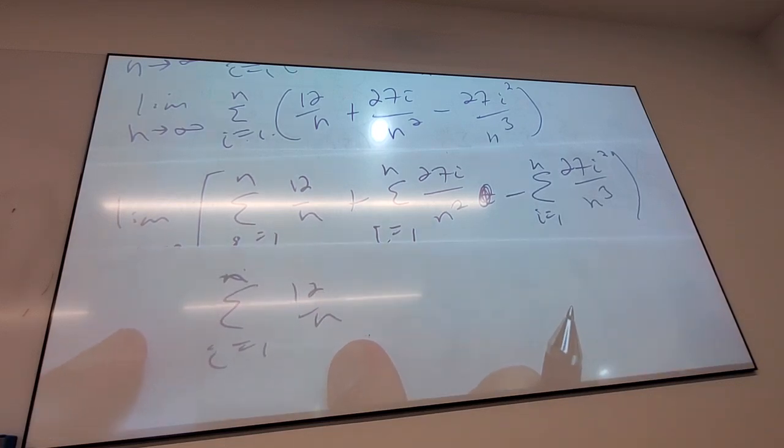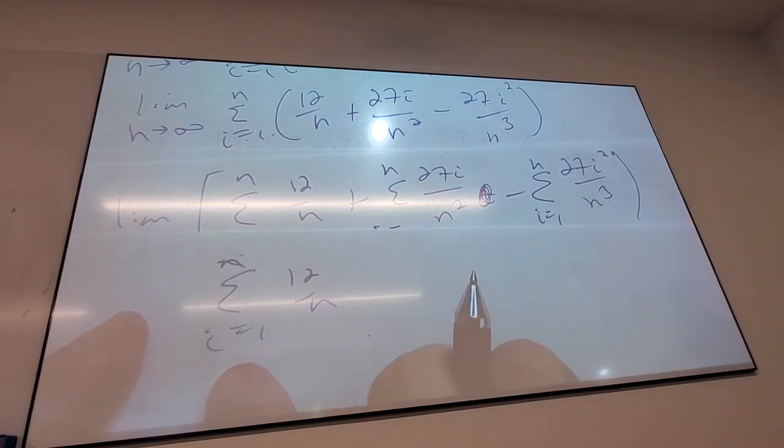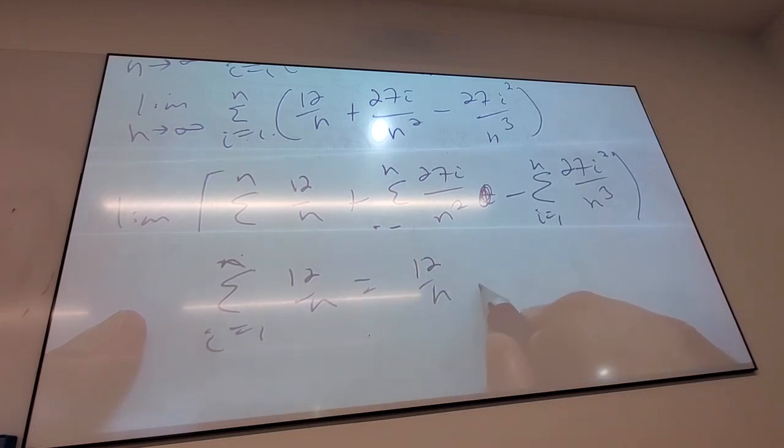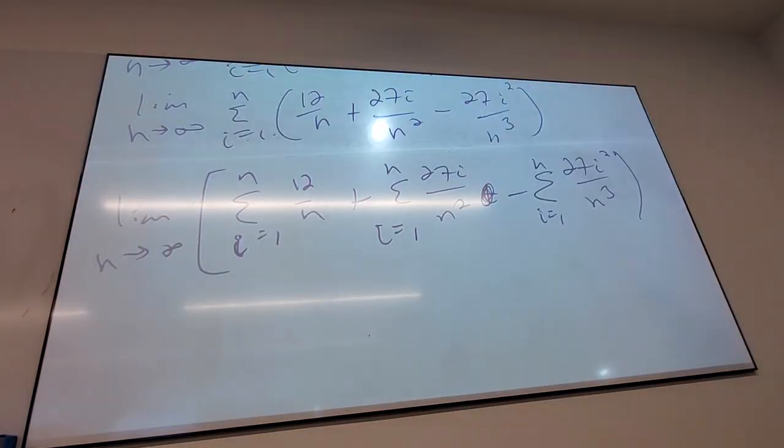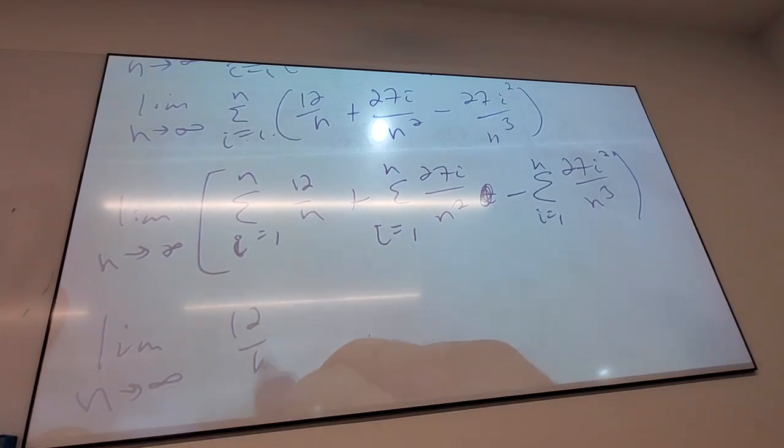N is not what's changing. That is my fault, sorry. I is what's changing. So when I is 1, isn't this 12 over N? When I is 2, isn't this 12 over N? When I is 3, 12 over N? Okay. So for this piece, I can take a 12 over N out. And what's left if I do that?